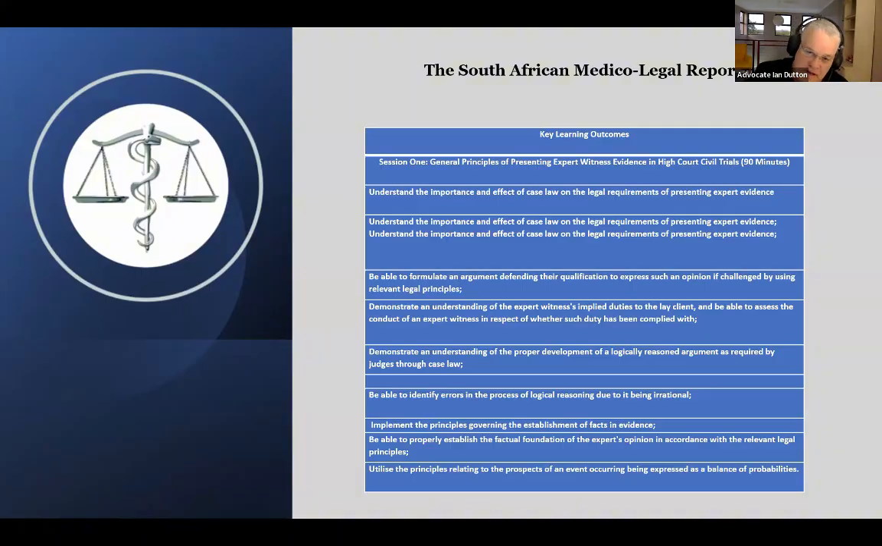And then there's a particular aspect to understanding the case law, which is becoming very important for expert witnesses, lawyers, everybody involved in this field to understand, and that's the use of AI and how AI can appropriately be utilized in respect of case law.